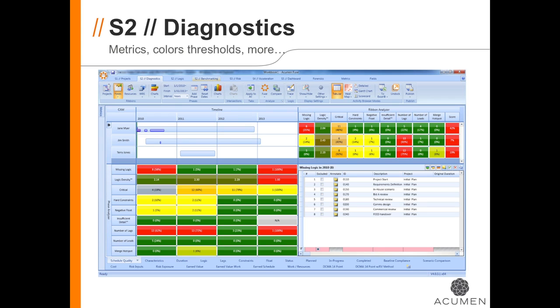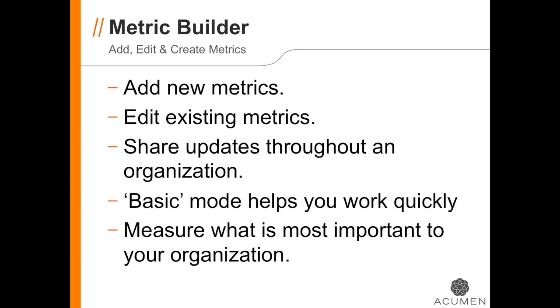For example, on this screen, I can not only see that missing logic is in a red condition, but I can see in the lower right-hand corner the listing of activities that's creating the issue. When we want to create our own metrics, we go to the Metric Builder. Here we can create new metrics, change existing ones, and share them with our team. The basic mode helps you get started right away to measure the custom items that are most important to your organization.